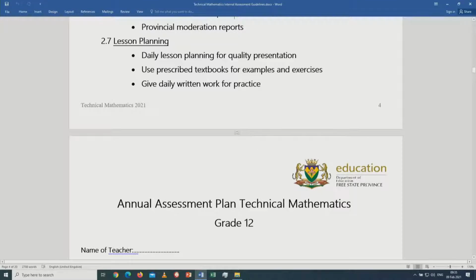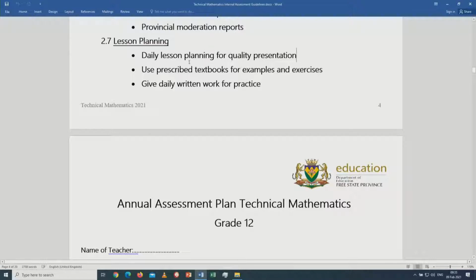Now, lesson planning, daily lesson planning for quality presentation. Colleagues, it is so important to prepare. Otherwise, you will be embarrassed. You take questions, you did not go through those questions, you go to class, you give them to learners, only to find the question is so difficult you can't even solve it. That can be so embarrassing. Not only embarrassing, learners end up losing confidence in you as their teacher. Please, it's important to plan.